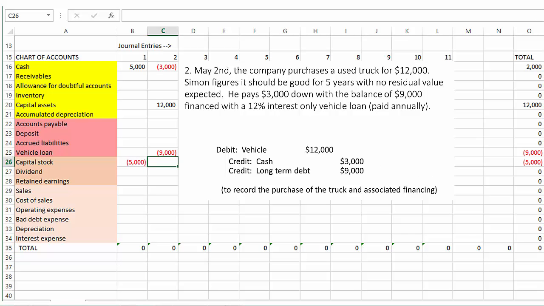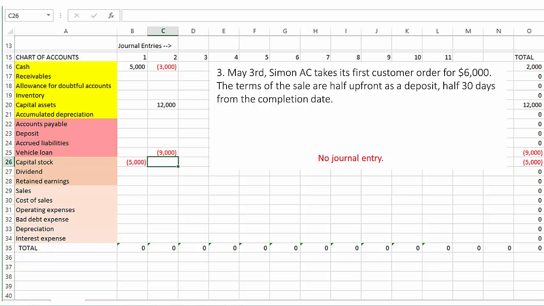In our second journal entry, we post the debits as positive amounts to the accounts identified in our journal entry. Whether you call the asset account a vehicle account or a capital asset, it really doesn't matter. The credit to the cash and to the long-term debt are shown as negative numbers. Once again, we know we've got it right because the column totals to zero. Our third transaction resulted in no journal entry, so there is nothing to record.